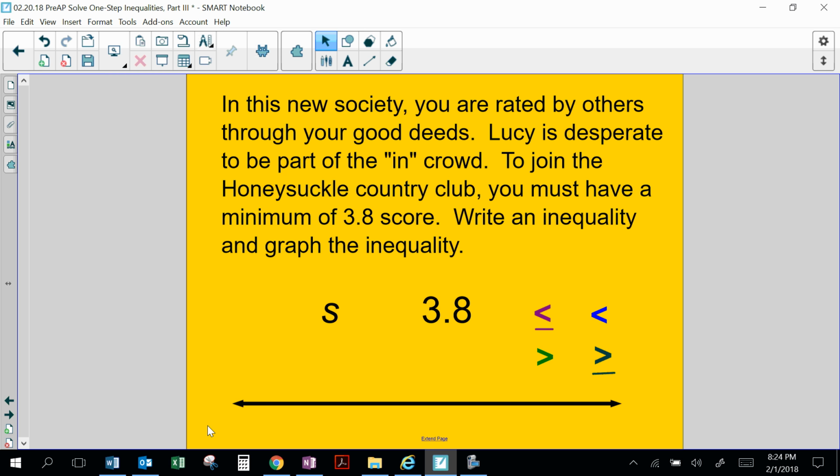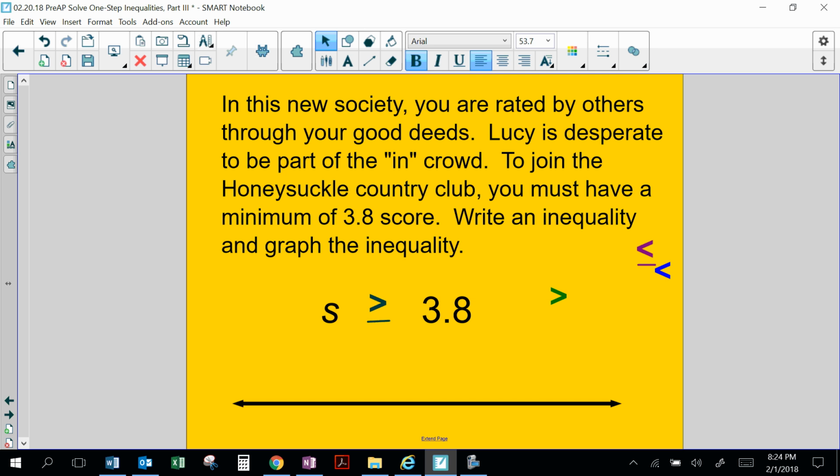Right? Write an inequality and graph this. So you have to have a minimum of 3.8. That's the lowest you can have. Can you be more than that? Or can you be less than that? Let's see, minimum 3.8 is the lowest you can have. That means you can be more than that. So it's going to be one of these two. But can you be 3.8? Yes, you can. So let's graph this.